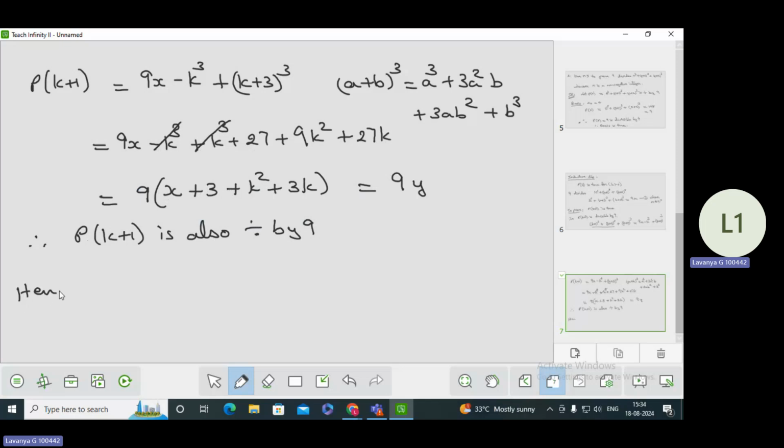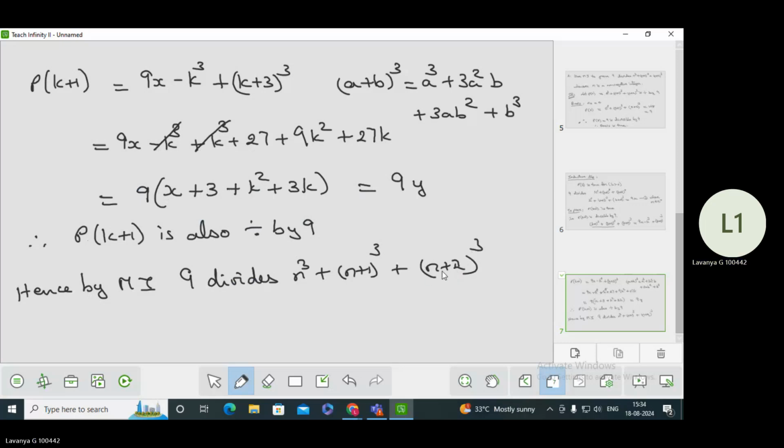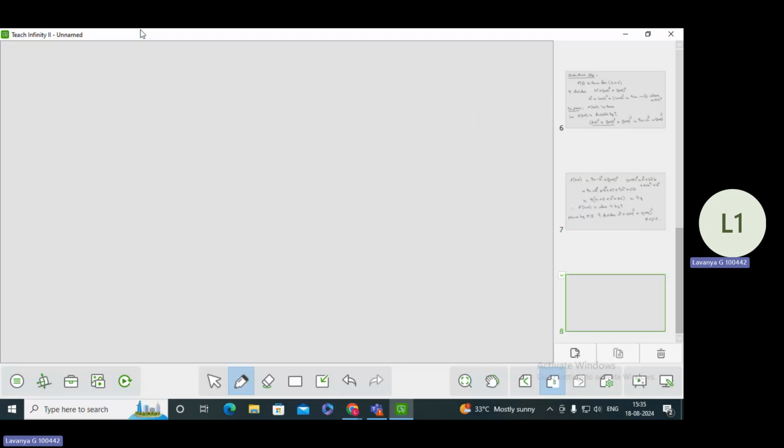Hence, by mathematical induction, what can I say? 9 divides n cube plus n plus 1 the whole cube plus n plus 2 the whole cube for every n greater than or equal to 0. This would be my conclusion. I think we have seen two sums which are very similar to each other. Now let us proceed to the next example.